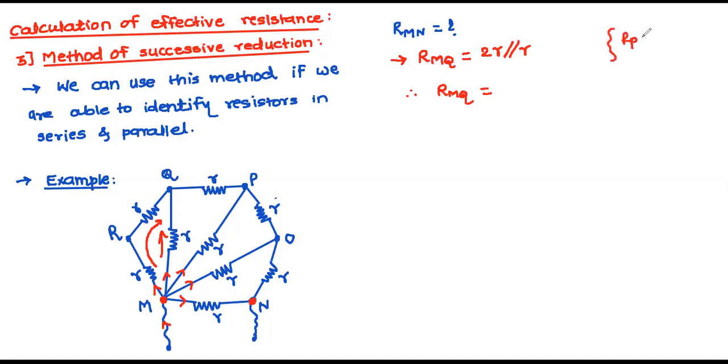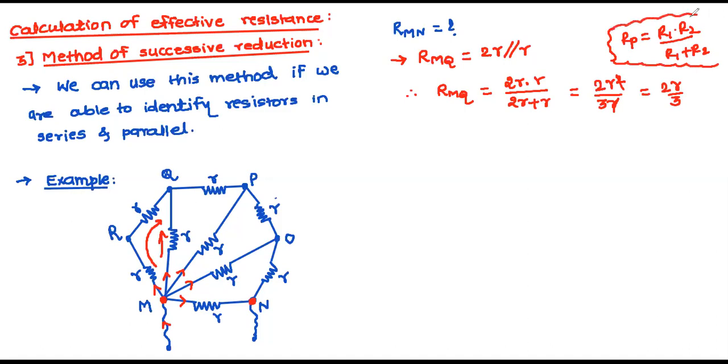You know this parallel formula: R1 into R2 divided by R1 plus R2. So here R1 is 2R, R2 is R, divided by 2R plus R, and therefore it is 2R square divided by 3R, and that is equal to 2R by 3. Yes or not? 2R by 3. Clear? This is finished here.